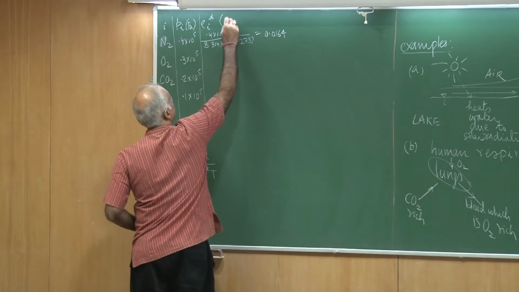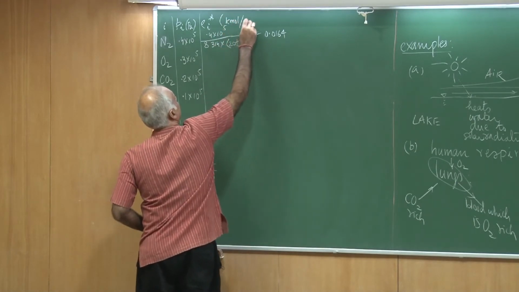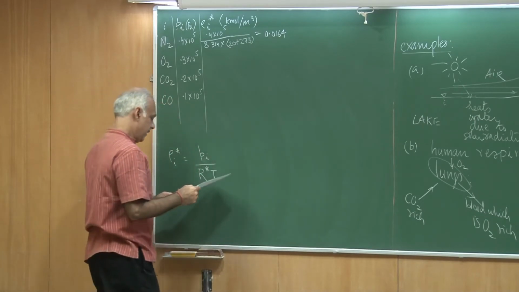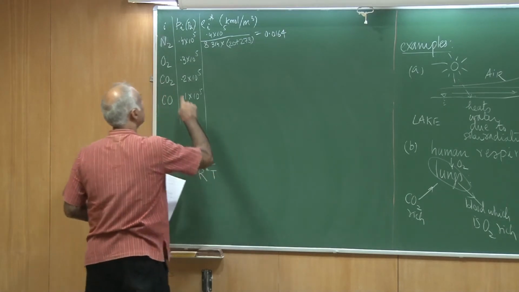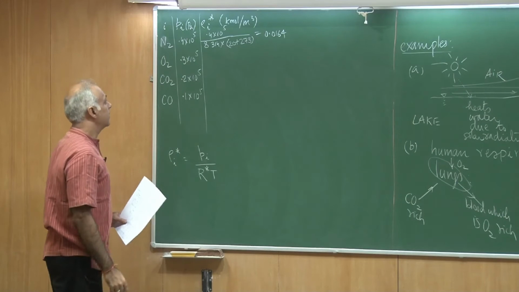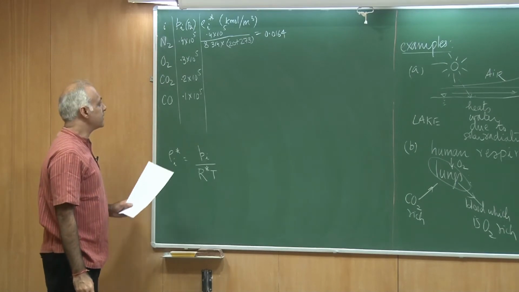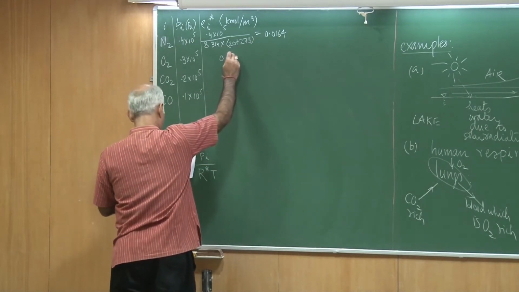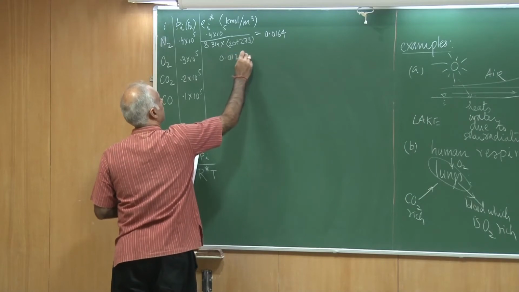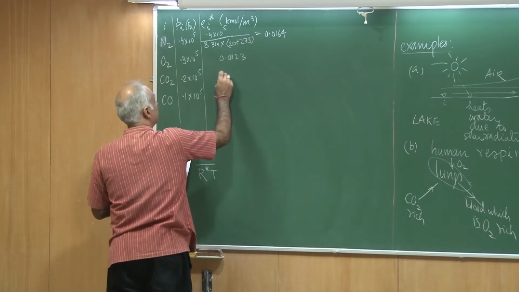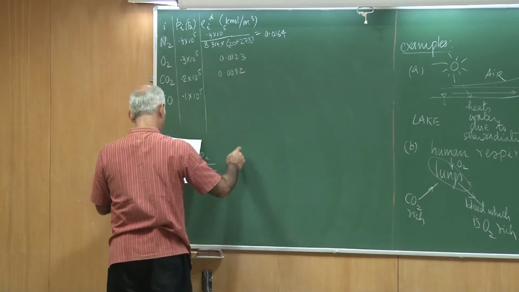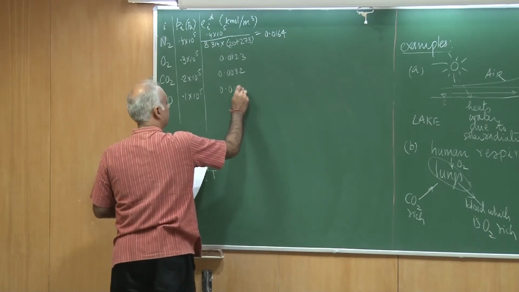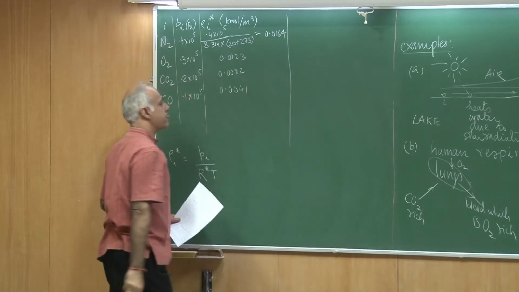So let me write down the units here. These are kilomole per meter cube of the mixture. Likewise, I can do for oxygen. So I have to just replace the partial pressure here for oxygen, and everything else remains same. So let me give you the number. This would turn out to be 0.0123. This one for carbon dioxide would be 0.0082, and for monoxide this would be 0.0041. Okay.